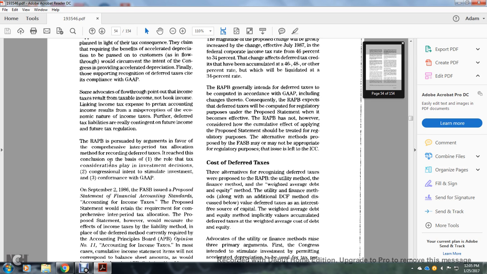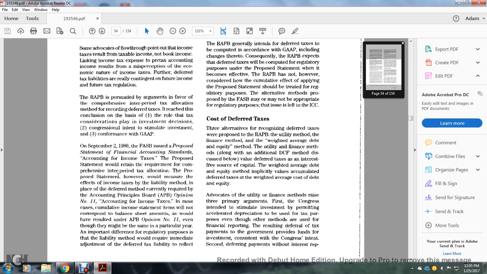The Railroad Accounting Principles Board, in pursuit of argumentation, favored comprehensive interperiod tax allocation, and preferred recording deferred taxes for the following reasons. 1. The role that tax consideration plays in the investment decision. 2. Congress' intent to stimulate investment. 3. The conformance with generally accepted accounting principles.